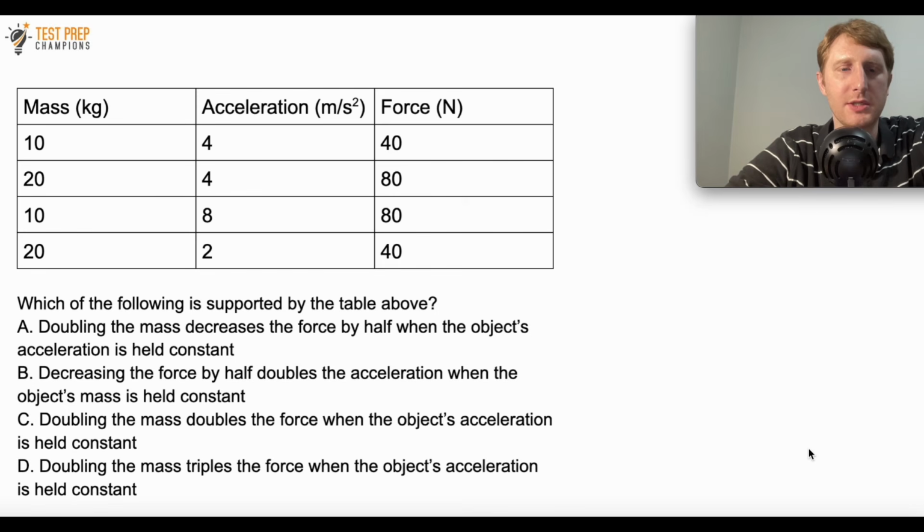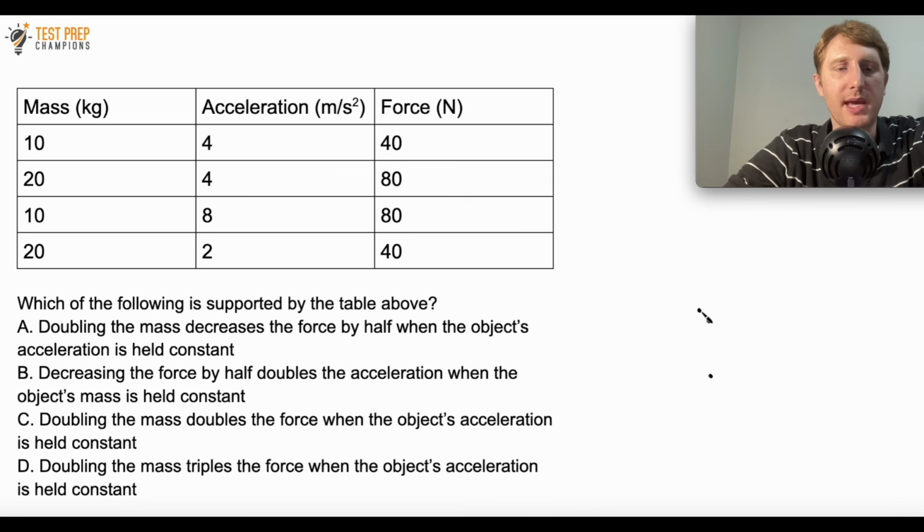Which of the following is supported by the table above? Is it A, B, C, or D? So now's your chance, if you'd like to pause the video, try to figure this out, take all the time you need, and whenever you're ready, just unpause the video and we'll go over it. Okay, so let's go through these one by one here.